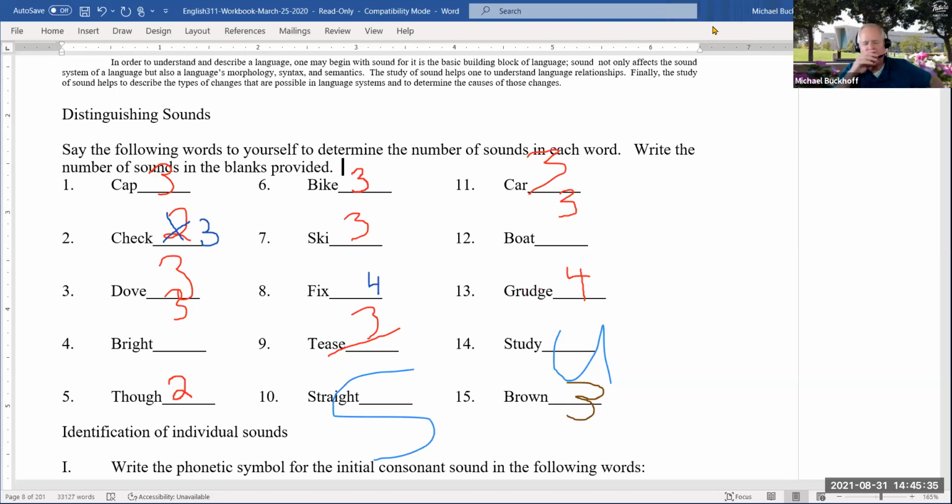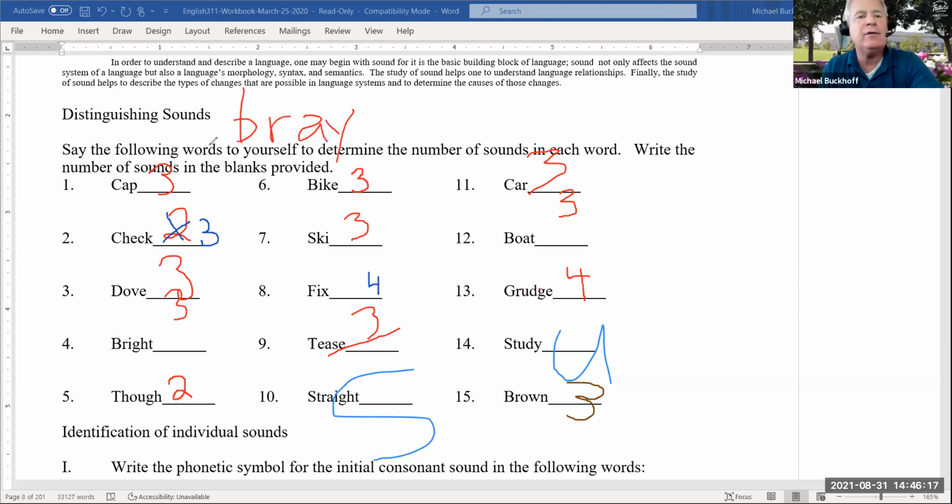Okay, let's look at everything closely here. See what we have. And I can annotate here too. Okay, so cap looks good to me. I see 3. We already know that. Check. You have check, 3. Dove. So you have the D of dove, so maybe the wedge and then the V, right? So that's 3. Did somebody do bright? Is that 3 below that? I'm thinking 3 for bright.